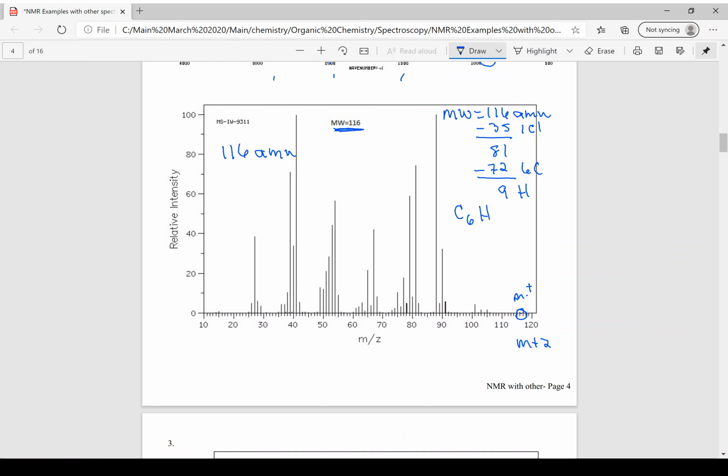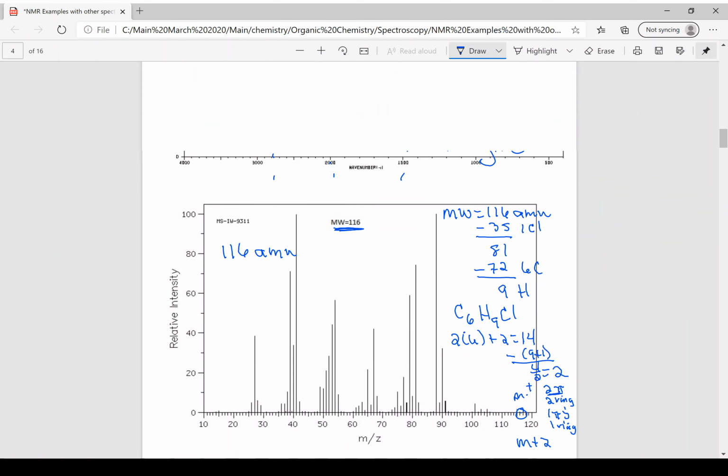All right, let's check it. 2 times 6 plus 2 is 14. I should have 14 total maximum hydrogens. Now remember, the halogen counts as 1. So 9 plus 1 is 10, so that leaves me 4 divided by 2. That gives me 2 units of unsaturation. So I could have 2 pies, I could have 2 rings, or I could have 1 pi and 1 ring, which we know it's this one because we have the indication of alkyne.